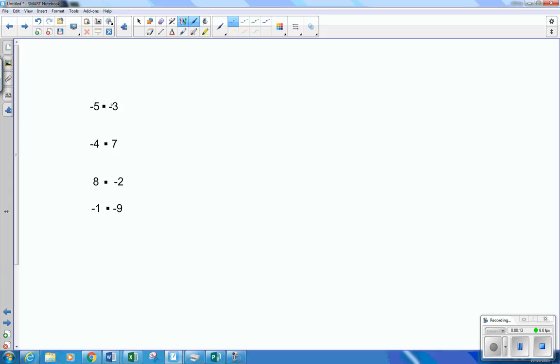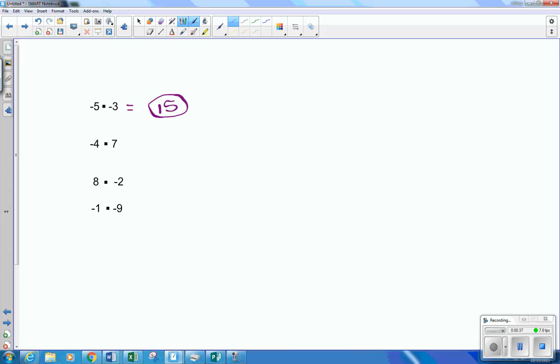So on this first one that I have listed here, I have a negative 5 times a negative 3. Well, a negative times a negative makes a positive. So now I just have to worry about 5 times 3. Well, 5 times 3 is 15. And a negative times a negative, that means they cancel out. So my answer is going to be positive 15.